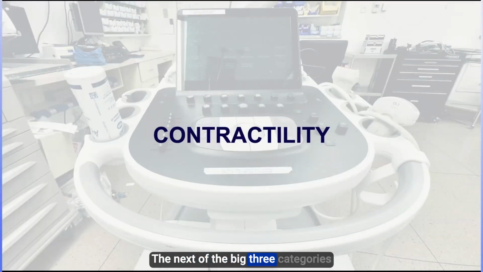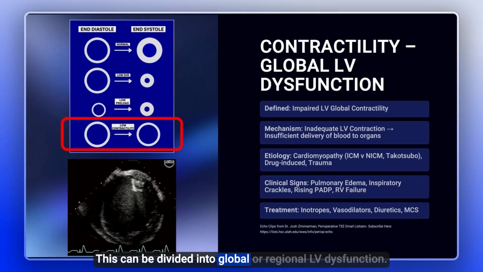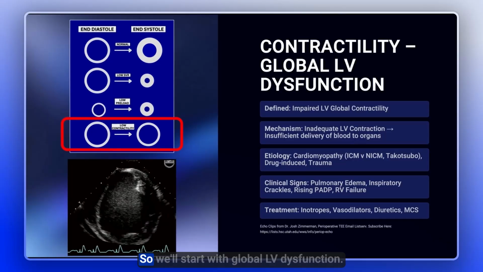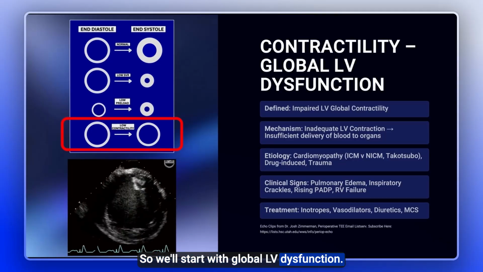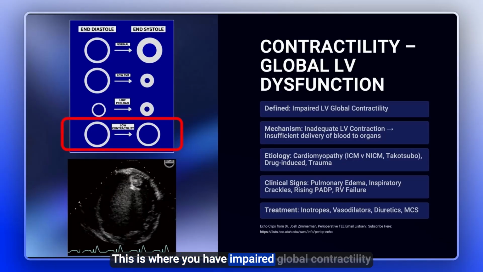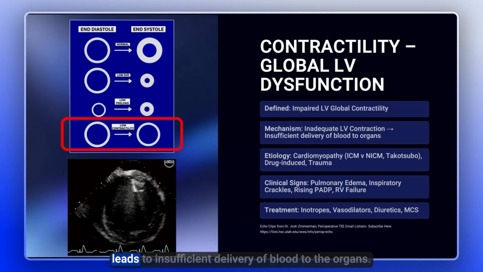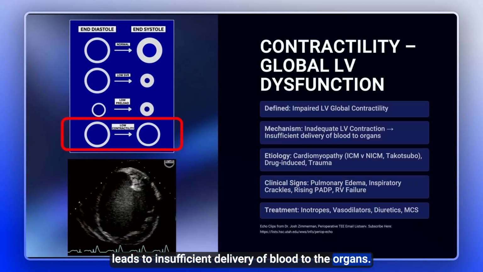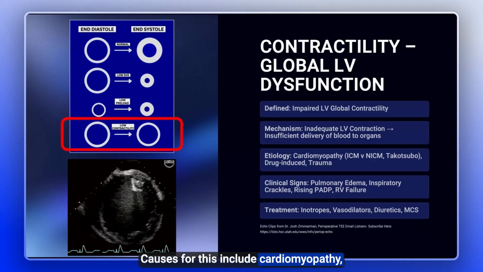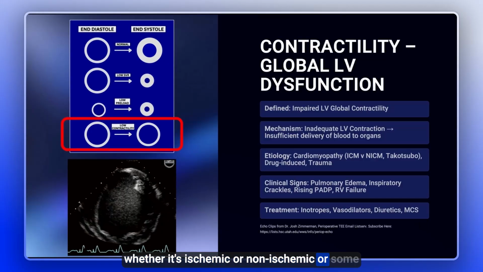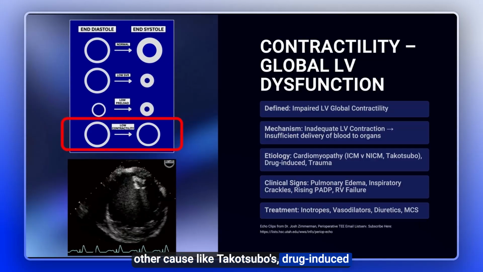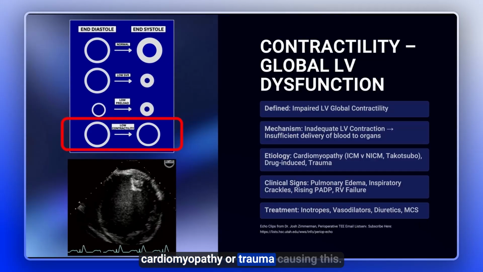The next of the big three categories is looking at contractility. Why is the left ventricle not ejecting blood properly to the organs? This can be divided into global or regional LV dysfunction. So we'll start with global LV dysfunction. This is where you have impaired global contractility, where you have inadequate LV contraction that leads to insufficient delivery of blood to the organs. Causes for this include cardiomyopathy, whether it's ischemic or non-ischemic, or some other cause like Takotsubo's, drug-induced cardiomyopathy, or trauma causing this.